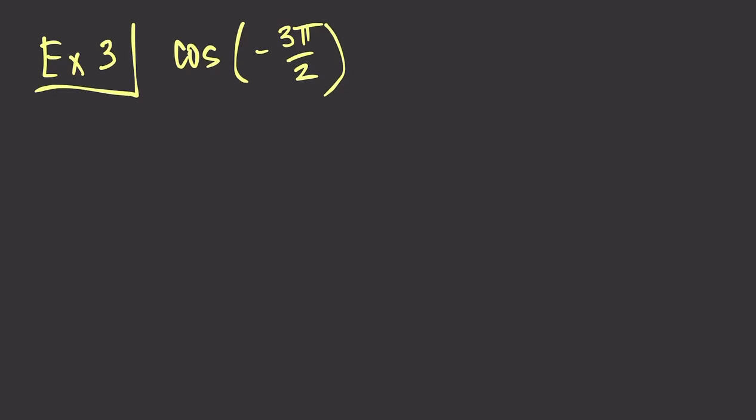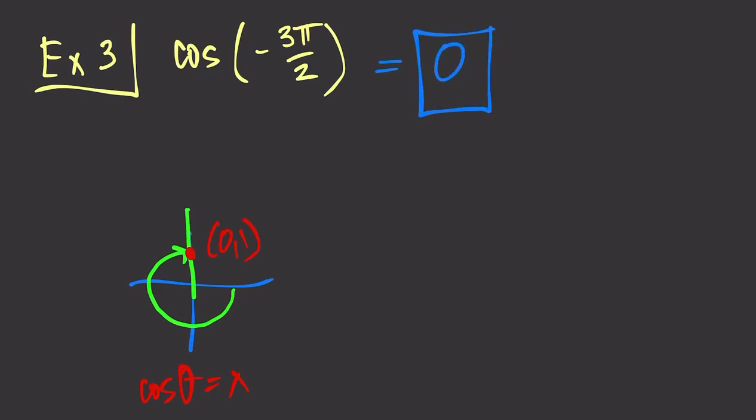Okay, cosine of negative 3 pi over 2. So negative 3 pi over 2 means I'm going the negative direction here, which means I end up right at that point. So again, cosine. Cosine, if you remember, is the x-coordinate. That coordinate right there is (0, 1). The x-coordinate is 0. So cosine of negative 3 pi over 2 is going to be 0.